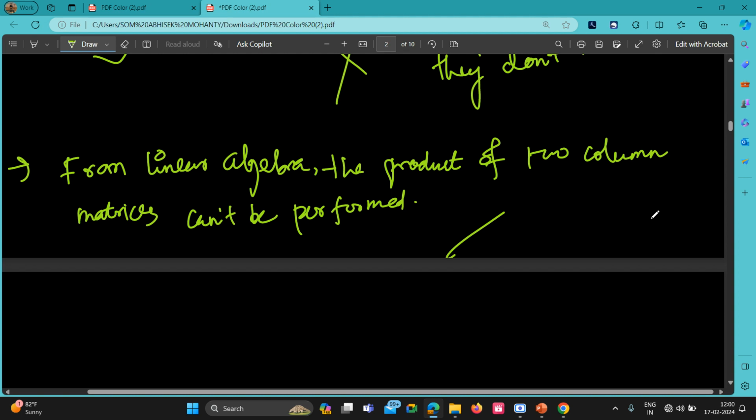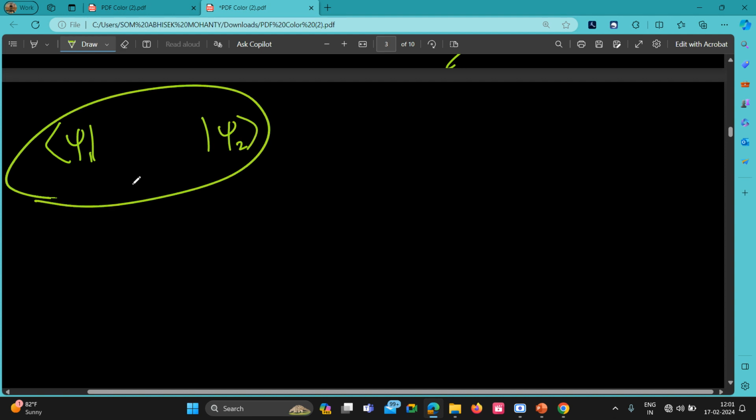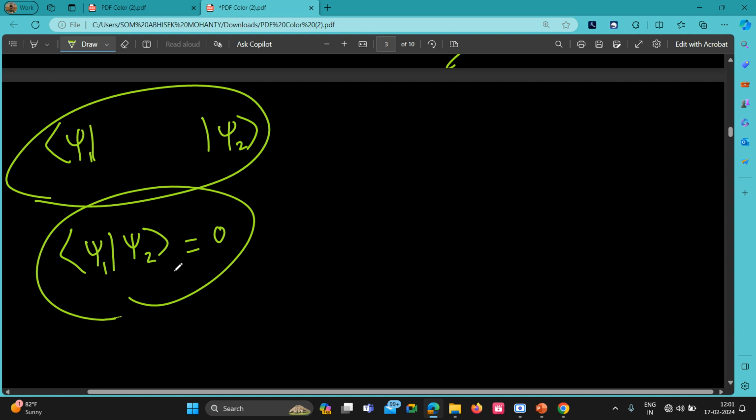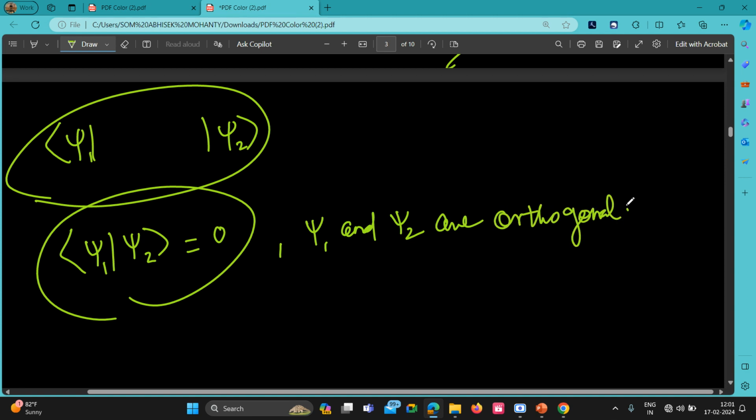Okay. Next is, suppose there is a ket psi 1 and ket psi 2. When will we say that these two are orthogonal? When the inner product of psi 1 and psi 2 is 0, then we will say psi 1 and psi 2 are orthogonal to each other. Okay. Is it all right?